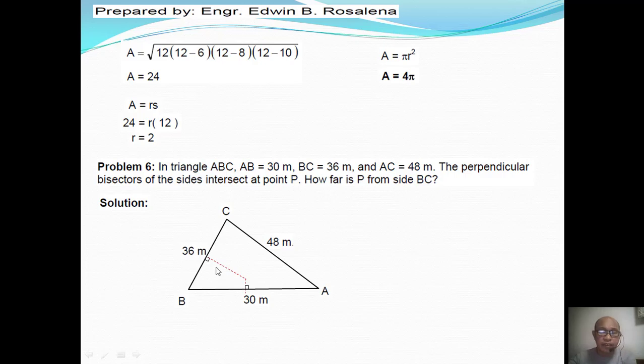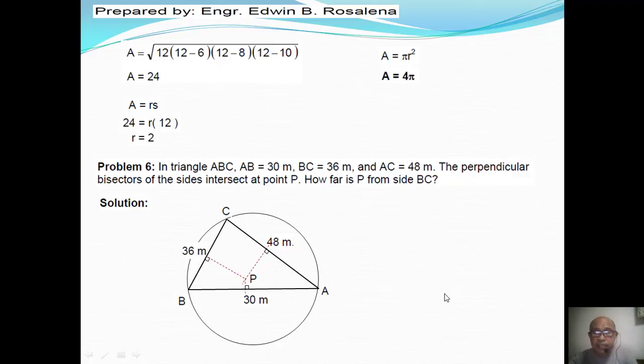Next side, so 18, 18, then bisect this side, so 24, 24, and then bisect. So we know that the three perpendicular bisectors intersect at a common point, and we call it point P. So that is point P, and this is the circumcenter. So we can draw a circle circumscribing the triangle.